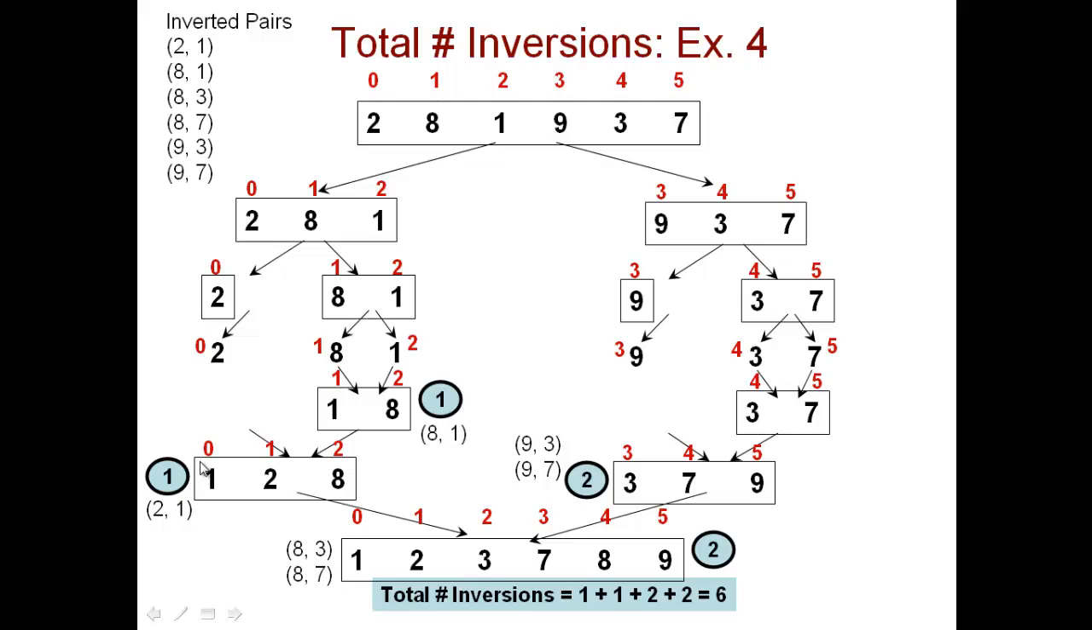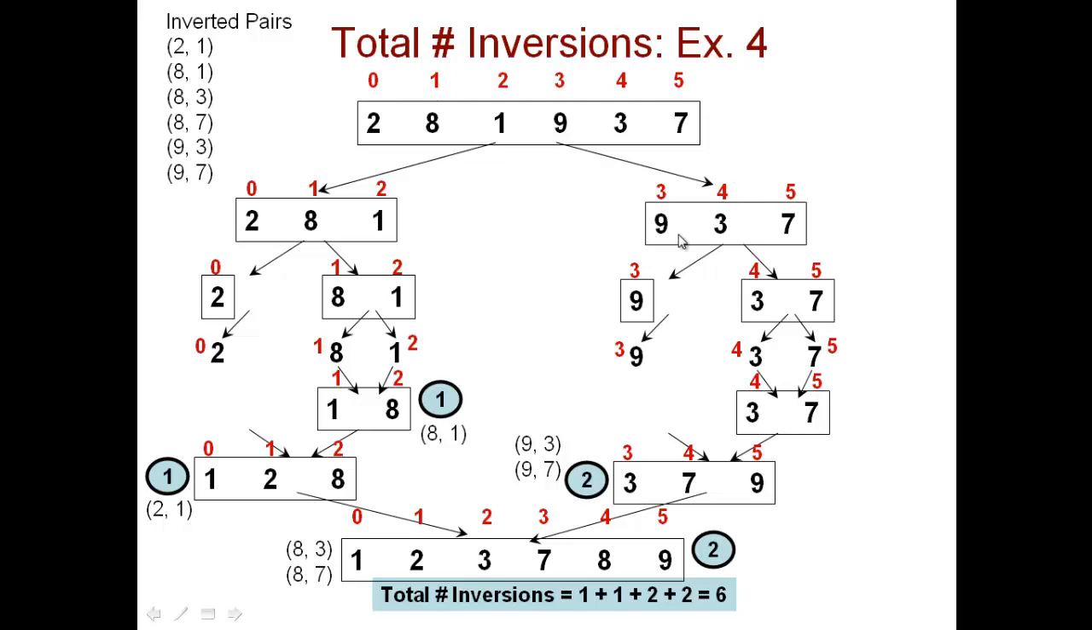So write down 1 here, and then move j to the next index, which is 2. Now 2 compared with 8, 2 is not greater than 8, so there's no inversion. So write down the smaller value 2, and we don't have anything else to copy from the left side, so we're done with the left subarray. So copy the remaining stuff from the right subarray, which is just 8. So it's 1, 2, 8, that's the left sorted subarray.